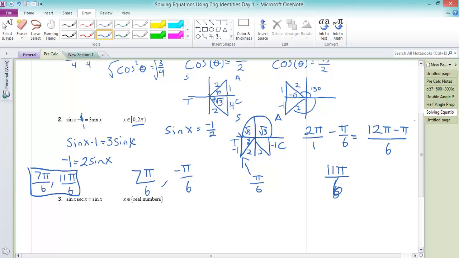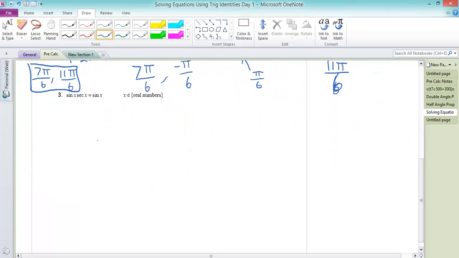Okay, guys, last question. The sine of x times the secant of x is equal to the sine of x. Now you're going to say, well, Mr. M, we have x's on everything. I don't have any numbers. I can't move anything.